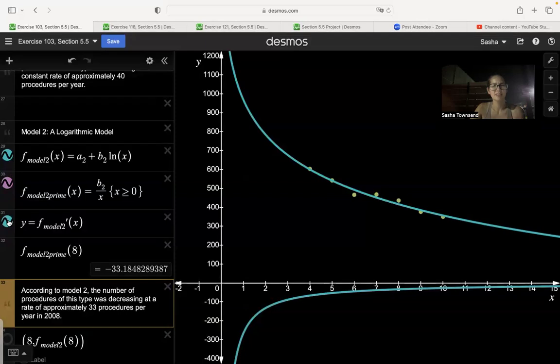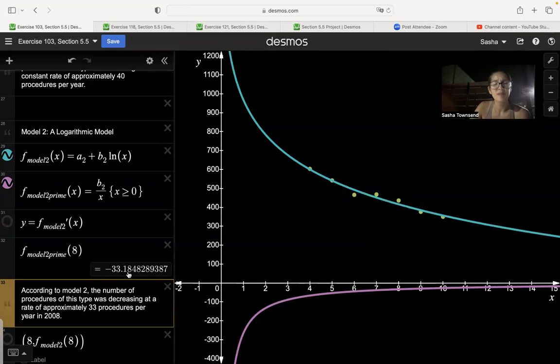Notice that when I ask Desmos to graph that second model prime, it gives me the same function that I get when I calculated that derivative by hand. So we know we did our job correctly. And we will evaluate that derivative at x equals 8. And that gives us that negative 33.18.